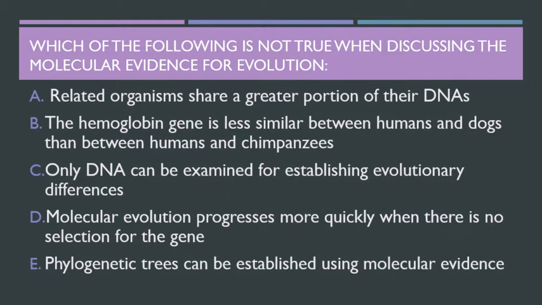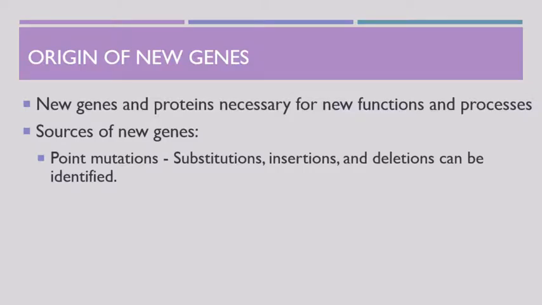You can examine proteins, DNA, RNA, whatever, right? Any of these molecules can be used to establish evolutionary differences. It's not just DNA. So we've been talking about how we get new genes and new proteins and things like that. And we know that new genes arise from point mutations, substitutions, insertions, deletions, those things. We have talked about chromosomal mutations, and we'll talk about those in a minute. But basically, you can track all of these changes.